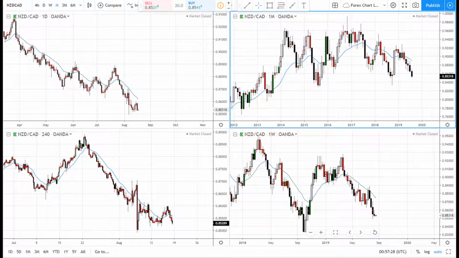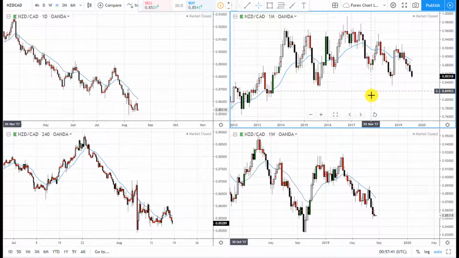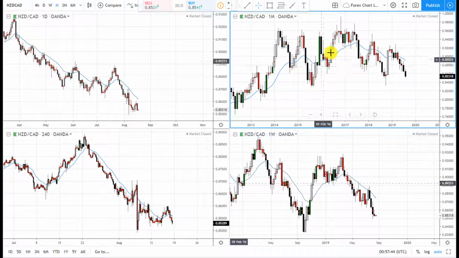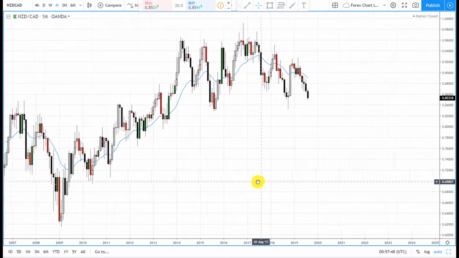Today we're going to take a look at some charts and see where we can identify supply and demand order flow and trade it for income. Let's take a look at the NZDCAD and see where we can find supply and demand areas and trade it for income. On the monthly it looks pretty tricky, so I'm going to extend it and see what I can find.